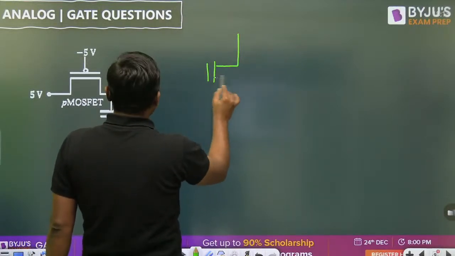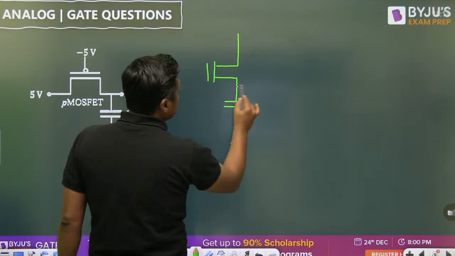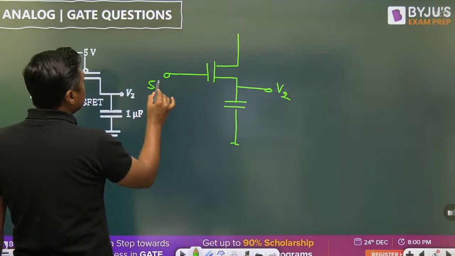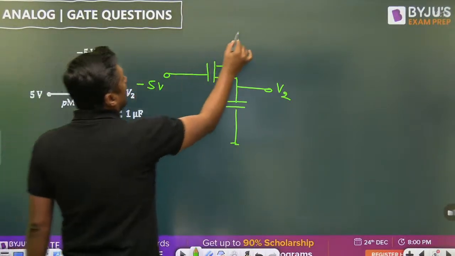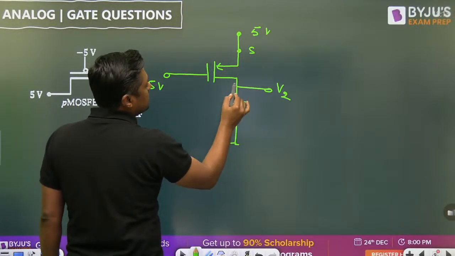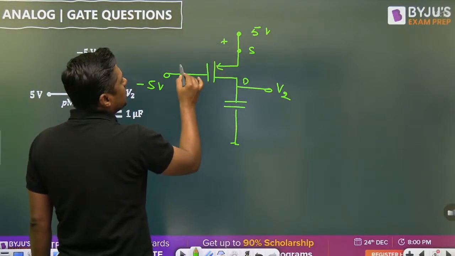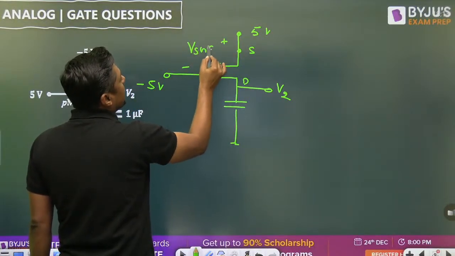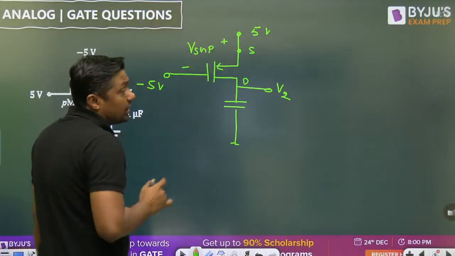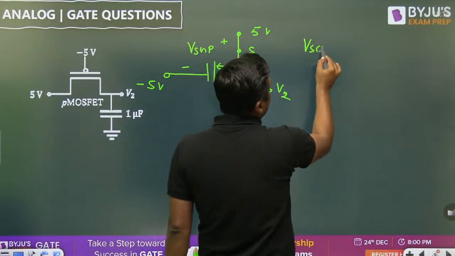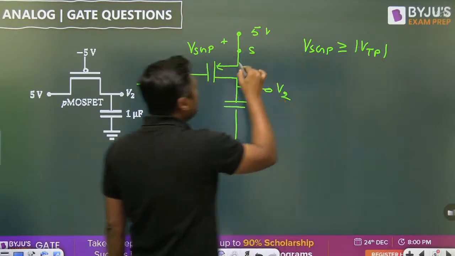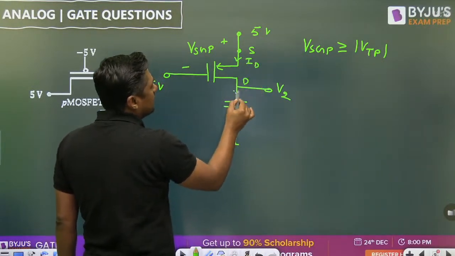Here it is connected. Here we are taking V2. Now this point is minus 5 volt, and this is the 5 volt. Remember, this is the source terminal actually, and that is the drain terminal. And this voltage is called VSGP. This is the voltage for the P MOSFET. And this VSGP should be greater than or equal to mod of VTP, so that there will be the current.